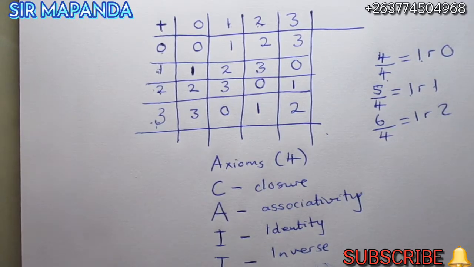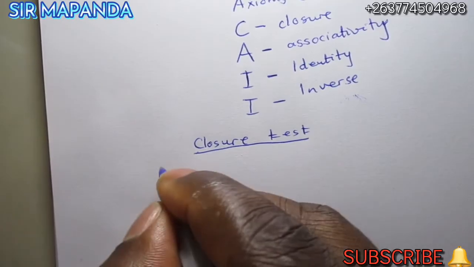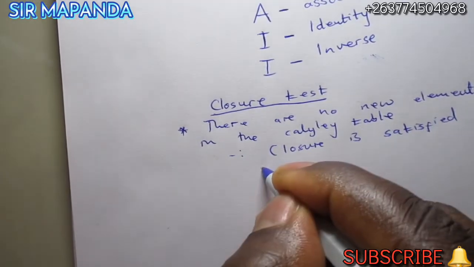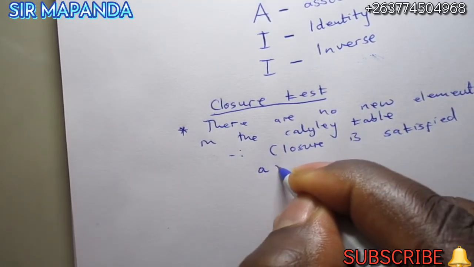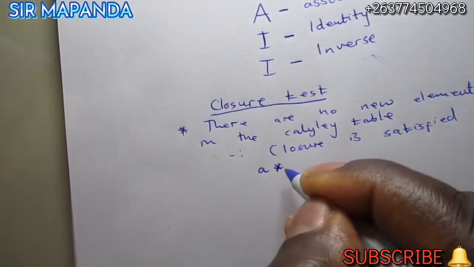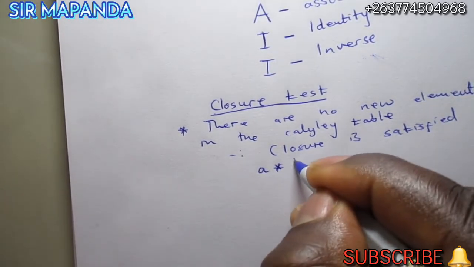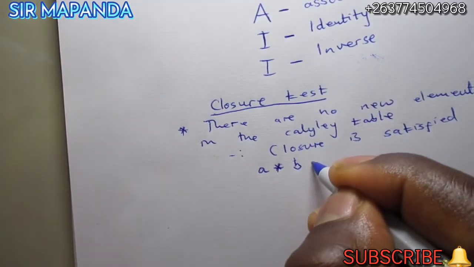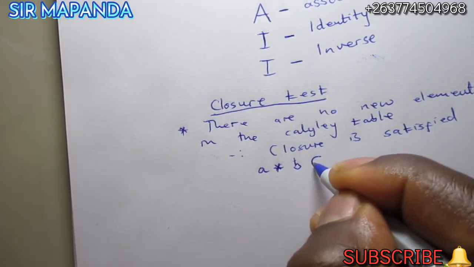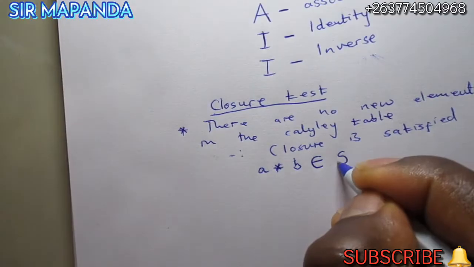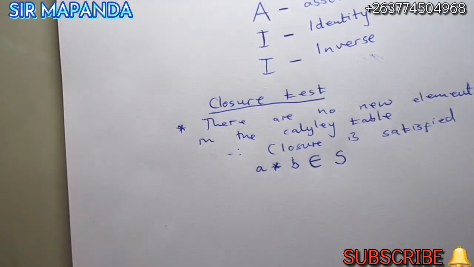I hope you are following. So for the closure test, you write this. If you take any element, right, A, binary operator of B, you must produce an outcome which is an element of the given set. Hence, closure is satisfied. I hope you are following, class.